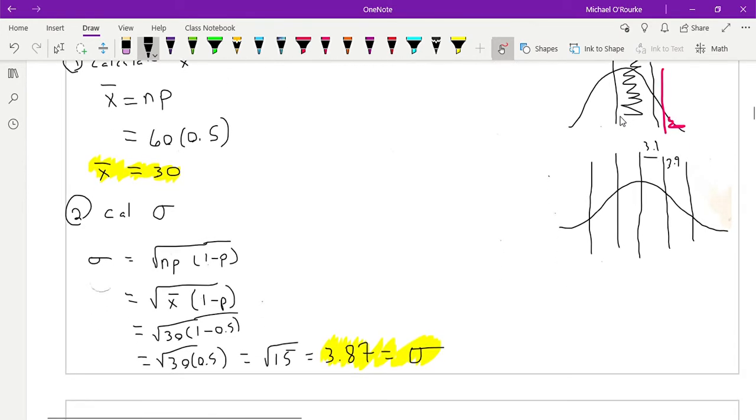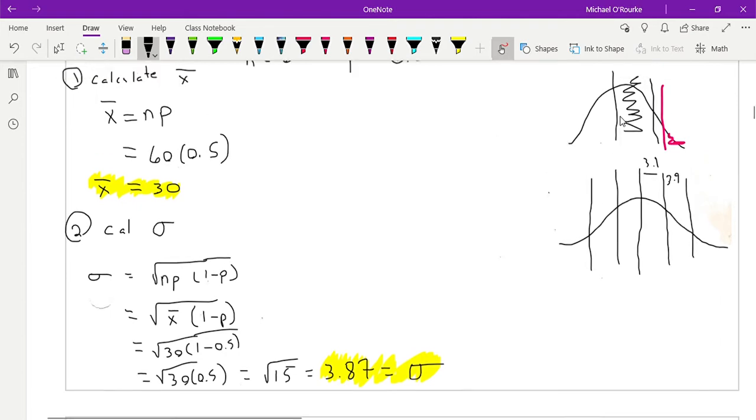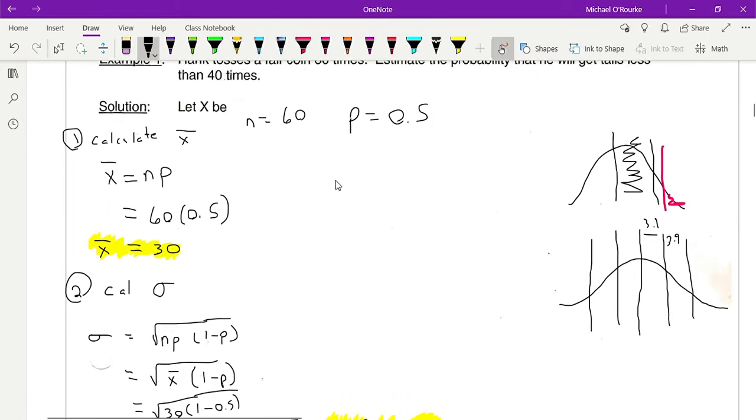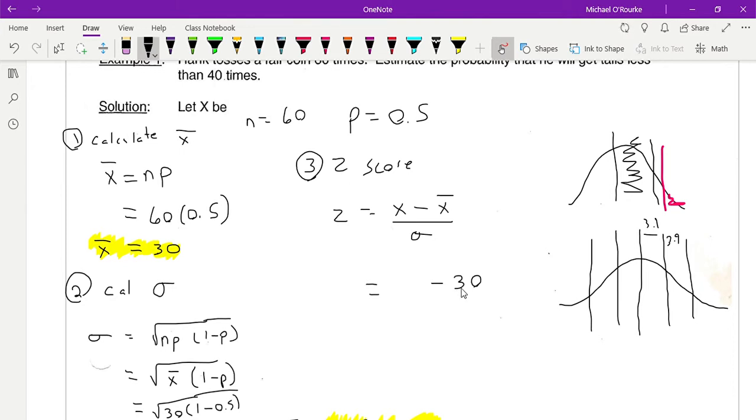So now I'm going to go to my z-score. So step 3 would be z-score. So z-score equals x minus your mean divided by your standard deviation. And I'm going to leave it blank here for a second. And then we're going to discuss what we're going to put in there. But once we're done it, it'll make sense.